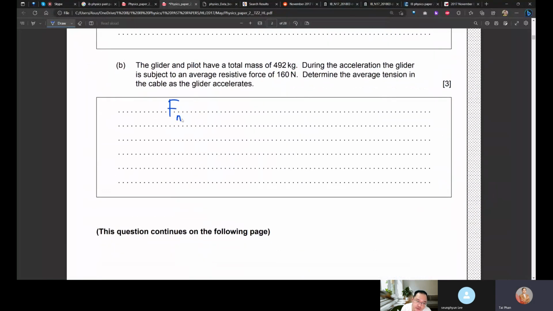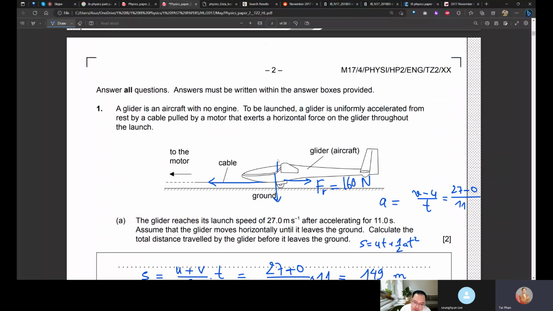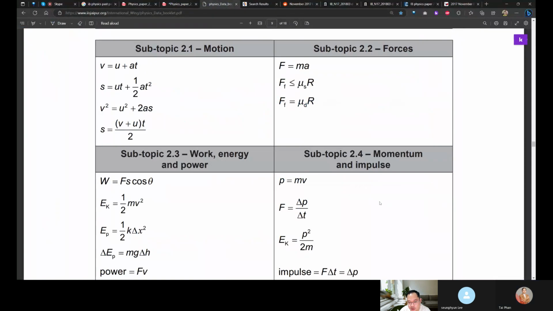We have the net force, the resultant force, which is the sum of all the forces acting on the glider. The weight and the reaction force of the ground cancel each other out. So the total force, the resultant force, is the tension of the cable subtract the resistive force 160 Newton, and this net force is calculated by Newton's second law, ma, mass times acceleration, a very familiar formula.